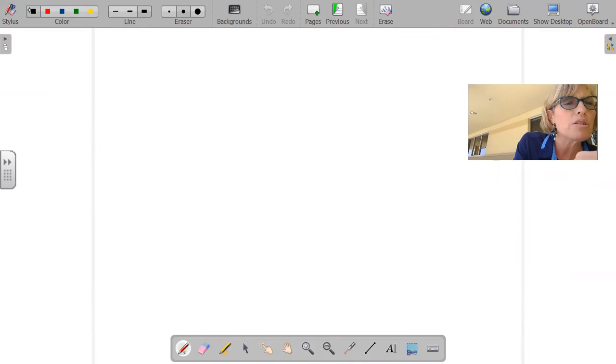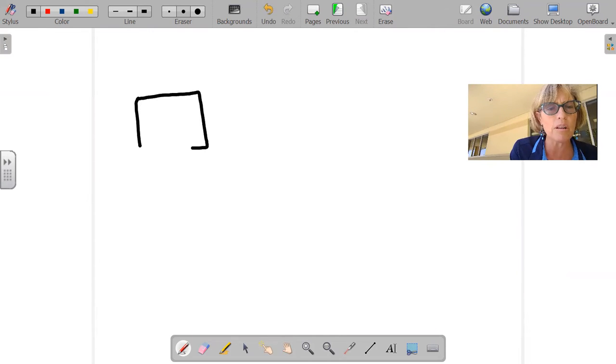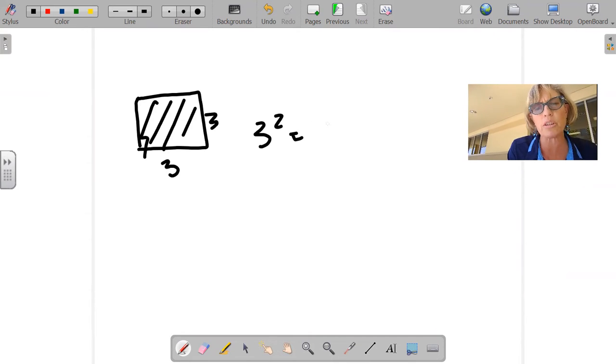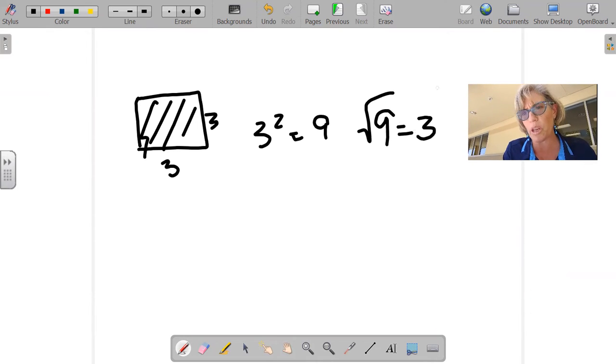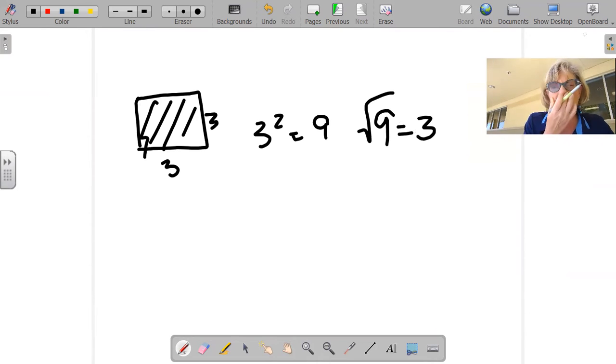So just to recap, what is a square? A square is literally like we have a square. And if this is 3, 3 squared is the area here, which is 9. And the square root of 9 is 3. So the question is this: what happens when that's not a whole number and we have something called simplifying a square? Simplifying a square, and you don't end up with a whole number.